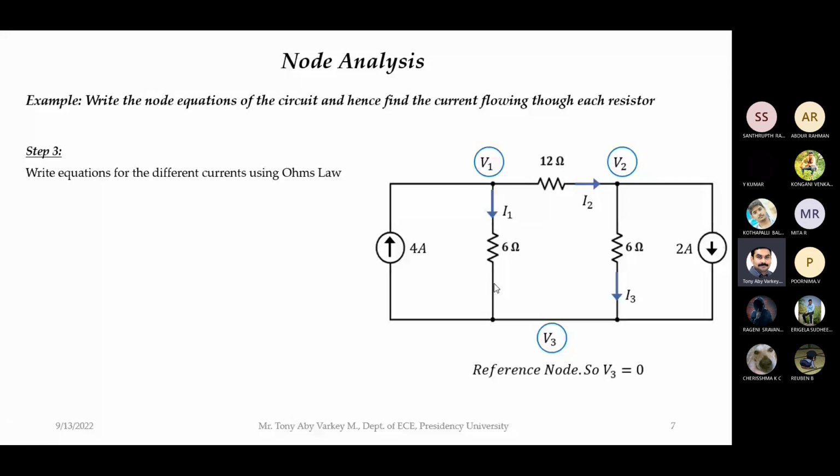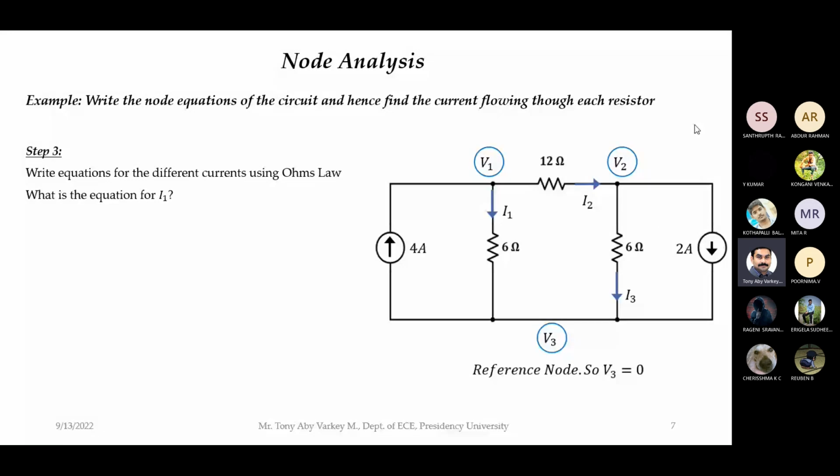Clear. Similarly, I2 I have marked in this direction. So voltage at this point is V1 and voltage at this point is V2. If I am marking current I2 in this direction, what is my assumption? Whether V1 is more or V2 is more? V1 is more. Correct. So now I am going to write an expression for I1.